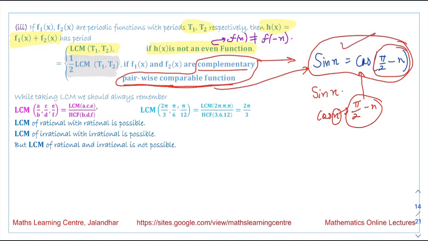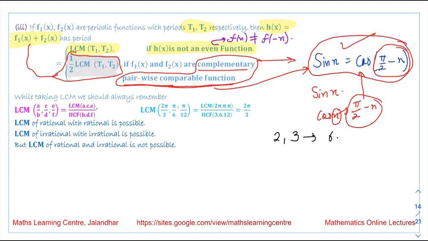Then we have f1(x) plus f2(x). It has the period 1 by 2 LCM of T1 comma T2. The next thing is, when we are taking the LCM of two numbers, suppose the numbers 2 and 3. We know the LCM of both these numbers is 6. That is the least common multiple.